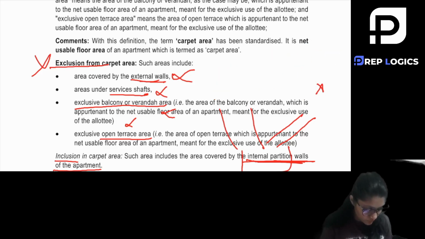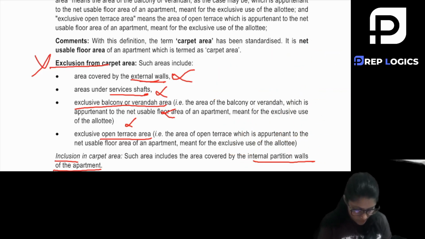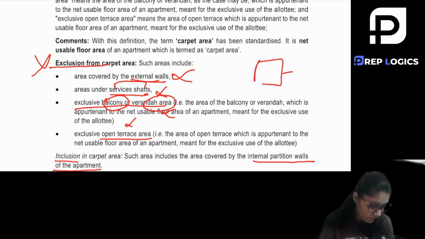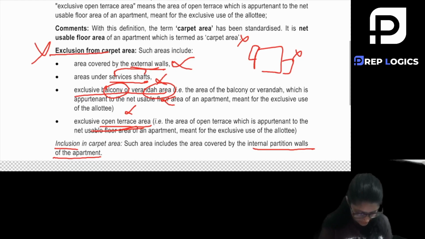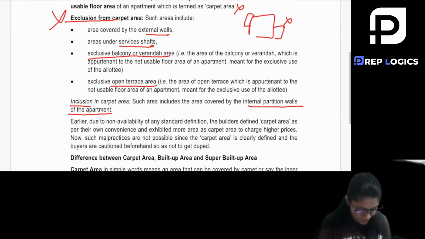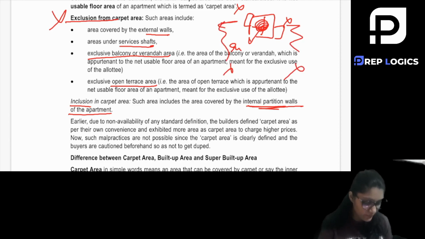All these external walls are not included into the carpet area. Service halls are not included into the carpet area. Balcony and veranda, even if you have the balcony or the veranda, this is also not included into the carpet area. Open terrace area is also not included into the carpet area. So now what is included into the carpet area? The internal partition of wall. Suppose there are 4 rooms, so these internal partition of rooms are included into the carpet area. Other than these things are not included into the carpet area.